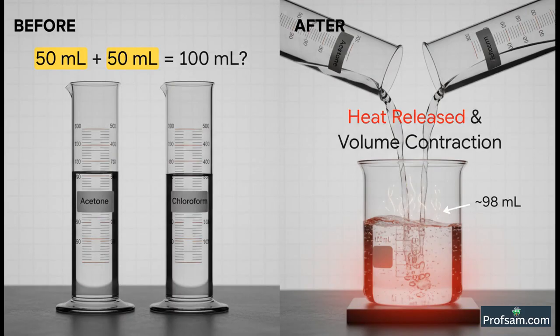Well, take the case of mixing acetone and chloroform. Something very peculiar happens. Not only is heat released, making the container warm, but the total volume of the mixture actually shrinks. That's right. If you mix 50 milliliters of acetone and 50 milliliters of chloroform, you will not get 100 milliliters. You'll get something less. So how is this even possible?